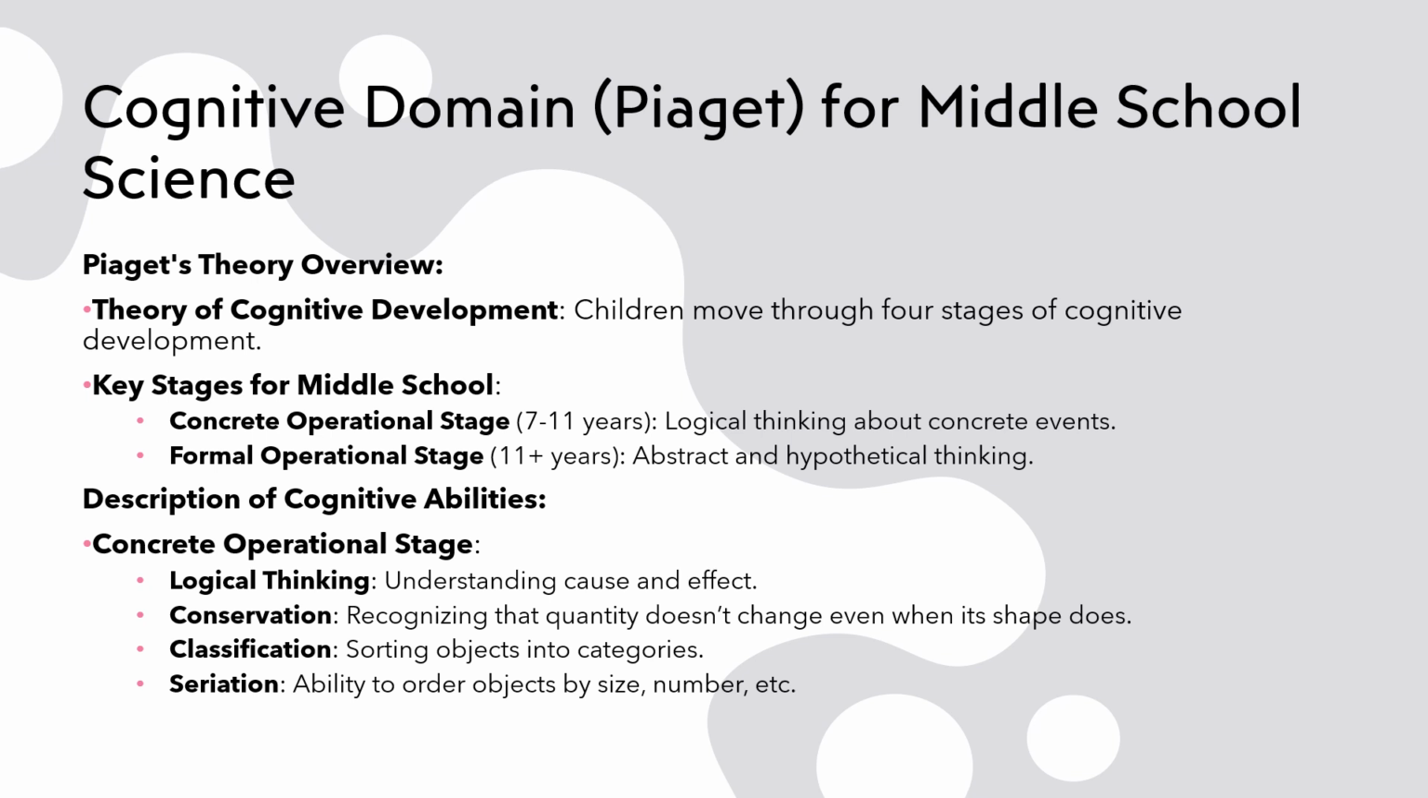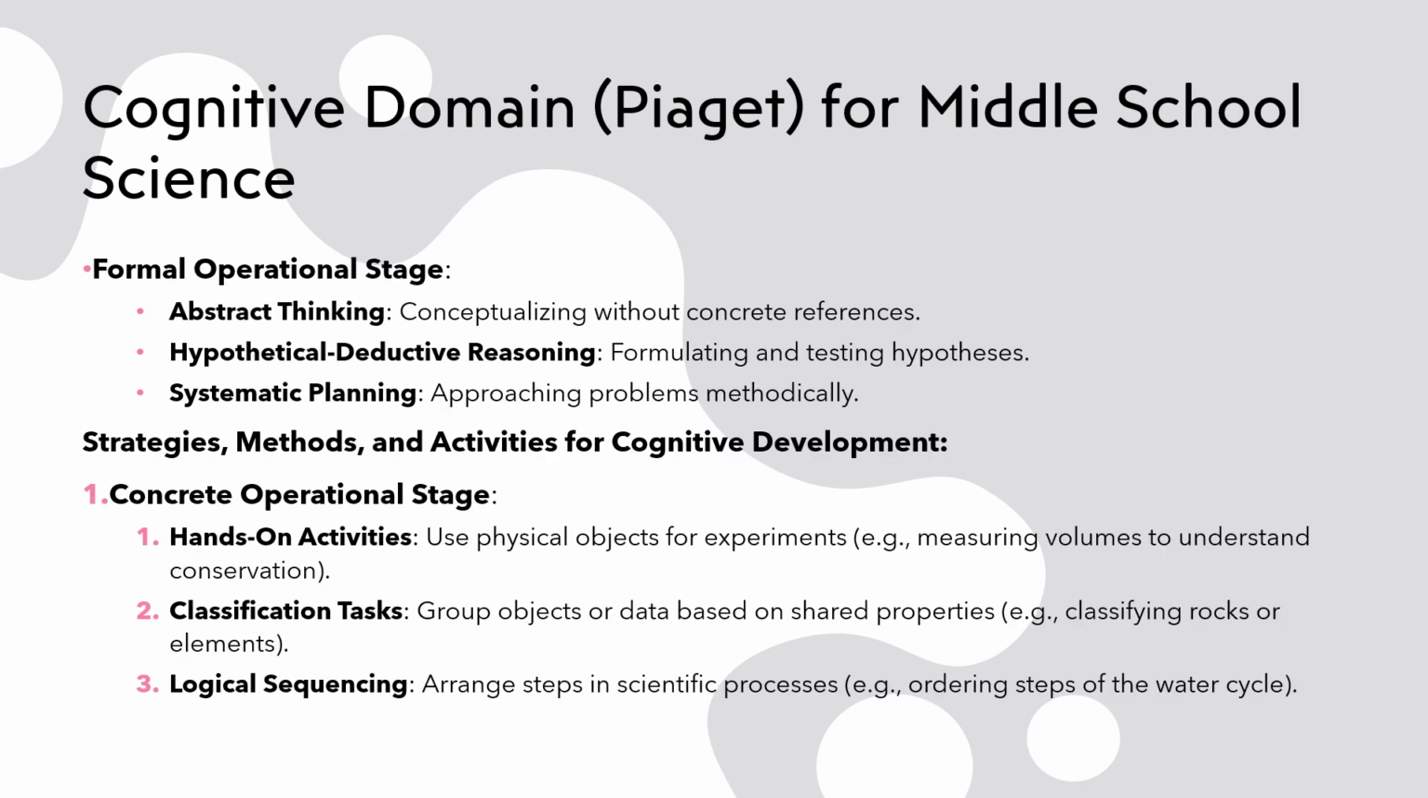Then we have the description of the cognitive ability, which is the concrete operational stage. And this stage has four points of logical thinking: understanding cause and effect, conservation, so recognizing that quantity doesn't change even if the shape does, classification, so sorting objects into categories, and seriation, which is the ability to order objects by size, number, etc. Next will be the formal operational stage, which consists of abstract thinking, hypothetical deductive reasoning, and systematic learning. Then we have the strategies, methods, and activities for cognitive development according to Piaget, which for the concrete operational stage are hands-on activity, classification tasks, and logical sequencing.